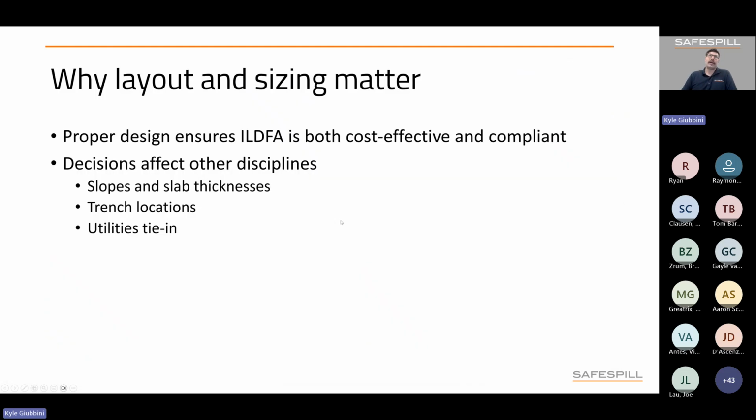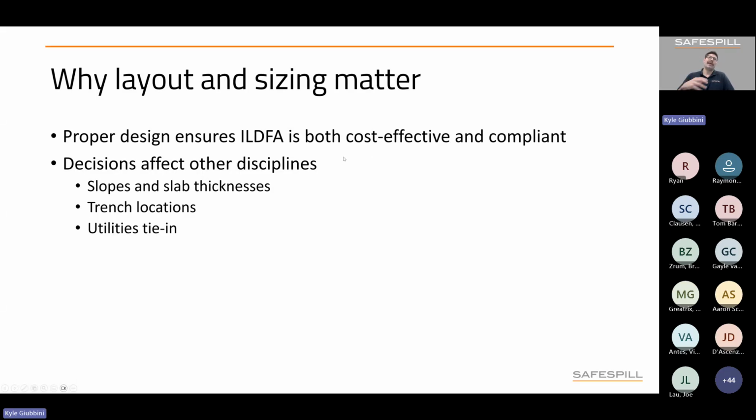So why do layout and sizing matter? This is a really important early stage step in the design process, just to make sure that design is on track and aligned with what Safespill is capable of providing, as well as what's going to be best for the end user. So it's really about striking a balance between cost effectiveness for the system while still maintaining a code compliant and effective solution. We showed in the previous slide an example of a parking spot versus a wall-to-wall. Balancing the type of aircraft, the variety of aircraft, and the potential operations in the hangar is going to help determine what's actually going to drive an effective ILDFA solution.